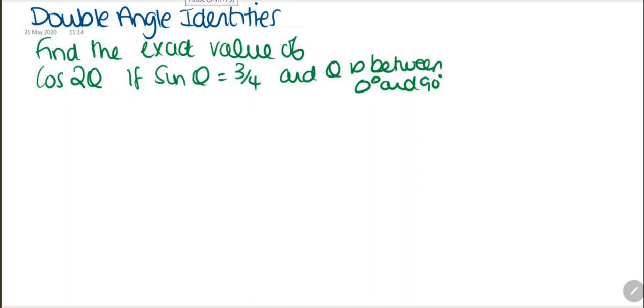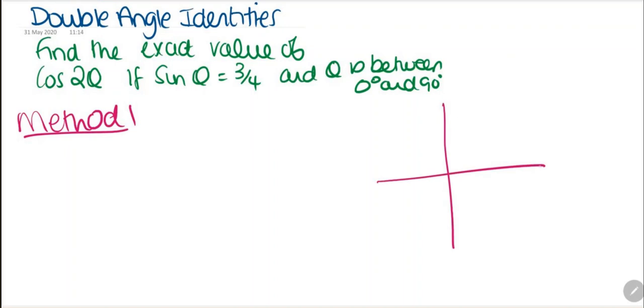Okay, we have a double angles identity question, and we're asked to find the exact value of cosine 2 theta if sine theta is 3/4 and theta is in quadrant 1. So I'm going to do two different methods. Method 1, I'm going to draw this.